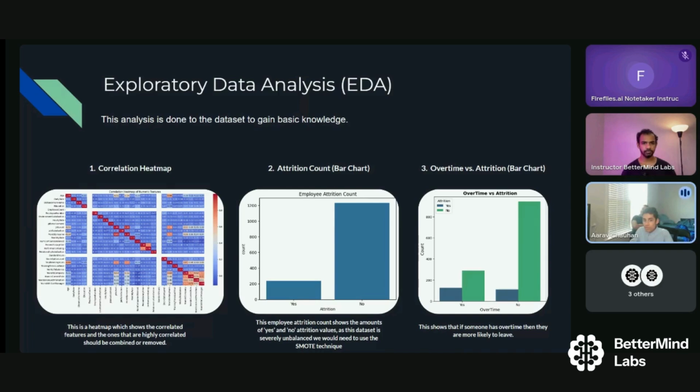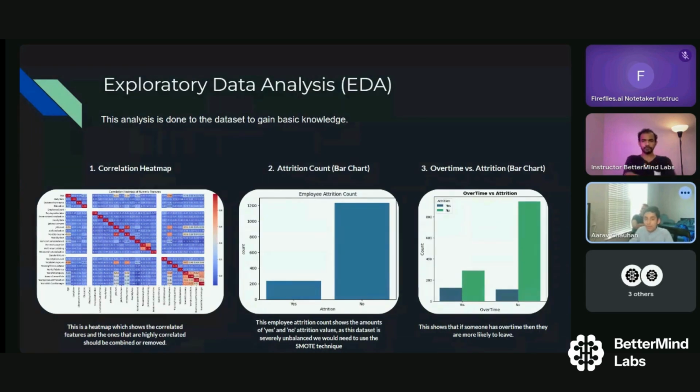Number two is attrition, which is a bar chart. This bar chart shows that more employees stayed, which is the no section, than left, which is the yes section. This data set is imbalanced and will need the synthetic minority oversampling technique to even it out for training. Leaving the data unbalanced can cause the model to be biased towards people who stay.